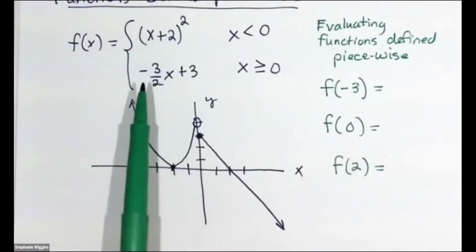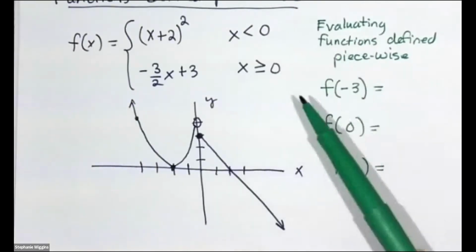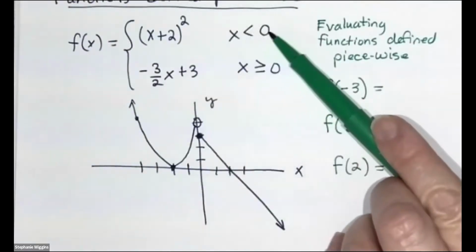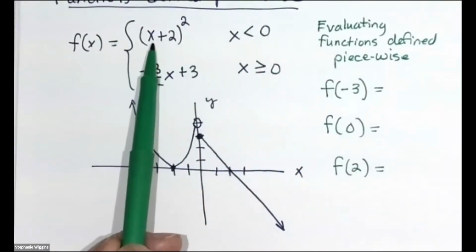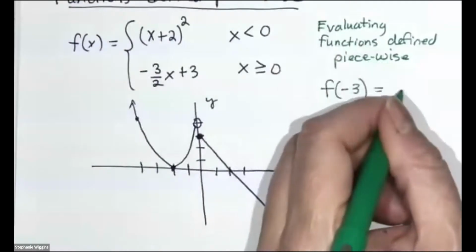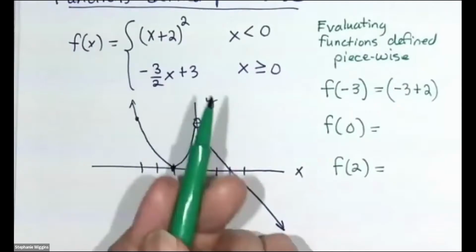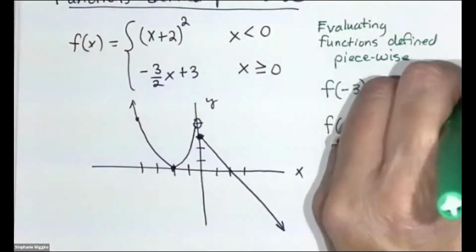But before I can plug it in, I have to decide where -3 lies in the domain. Here, x is less than 0, and since -3 is a negative number, we're going to be looking at this region here, x is less than 0. So I'm going to plug -3 into this function. Plugging it in means I just replace the x with -3. If you do the arithmetic, -3 plus 2 is -1. I square that, and I'm going to get 1.